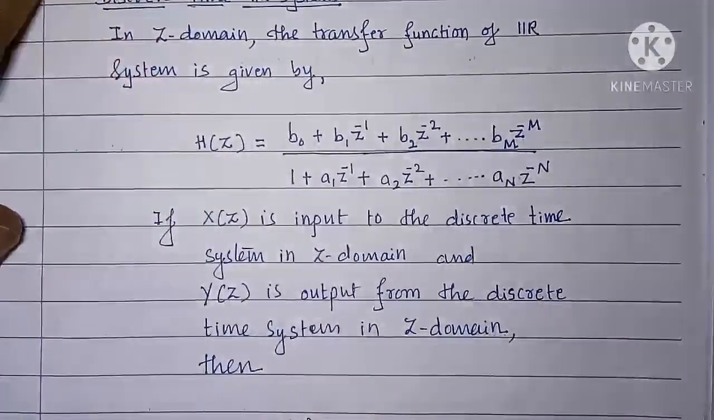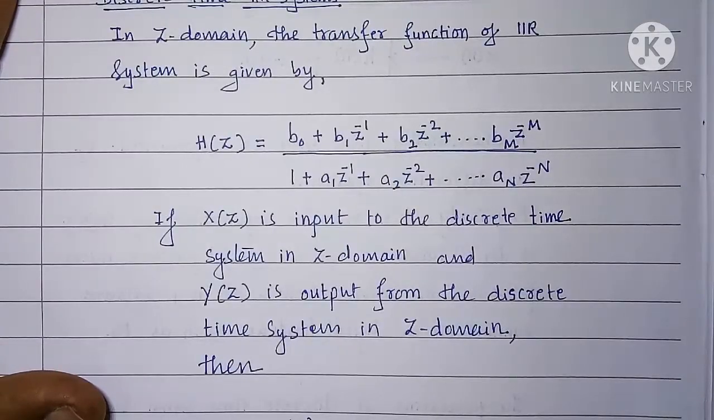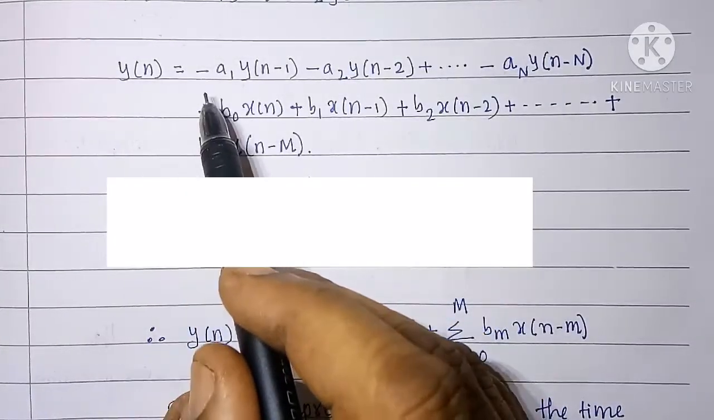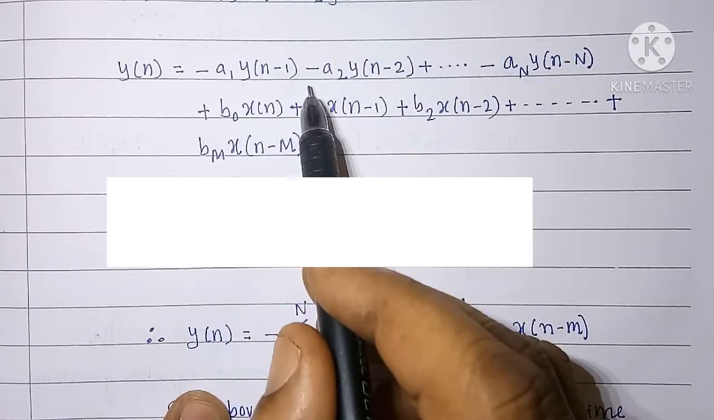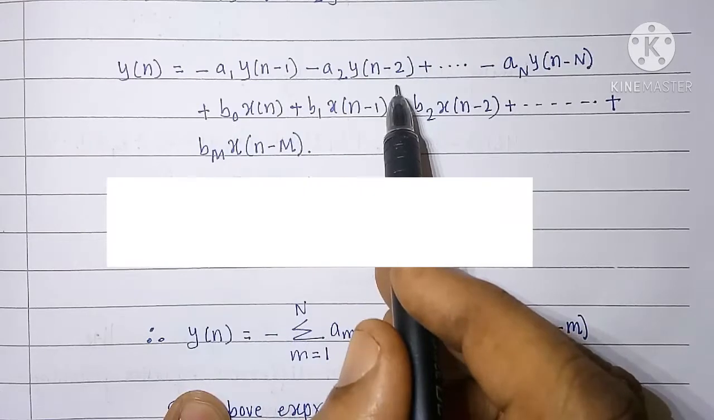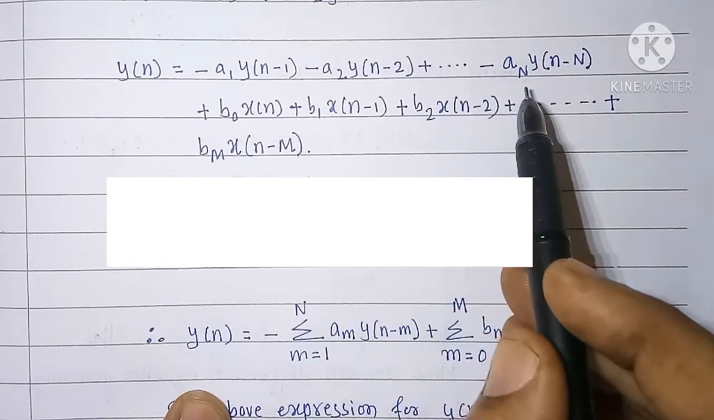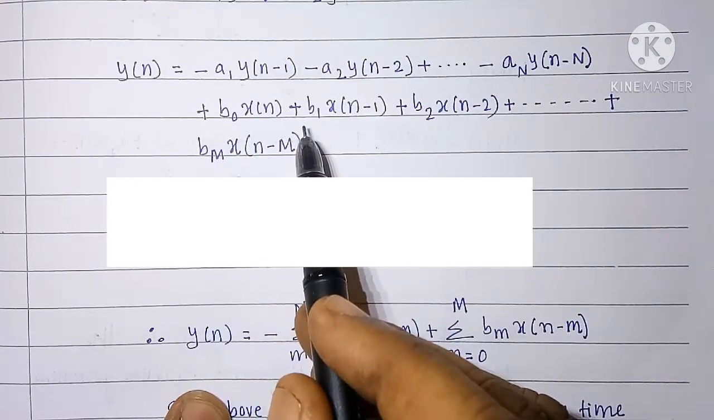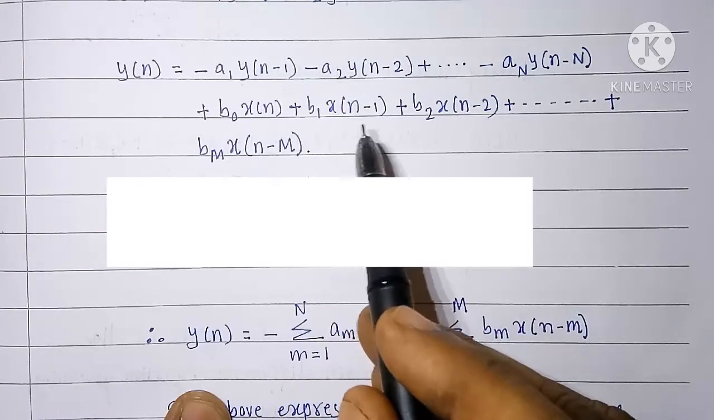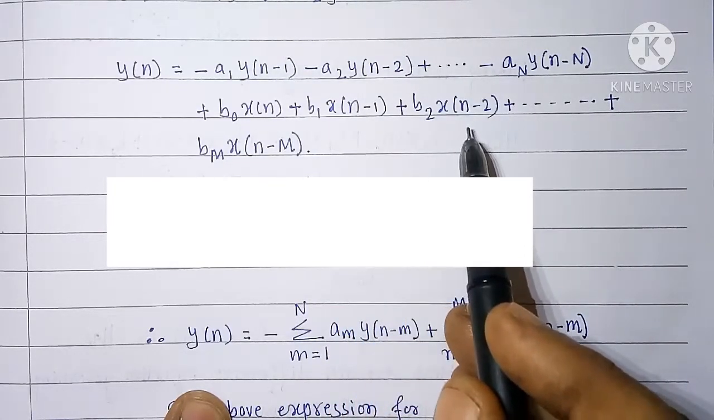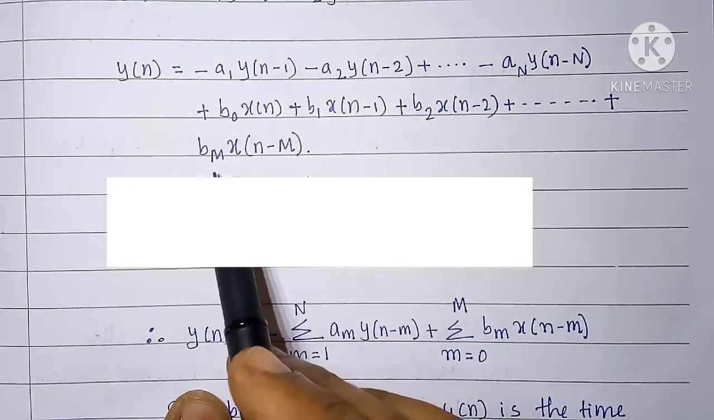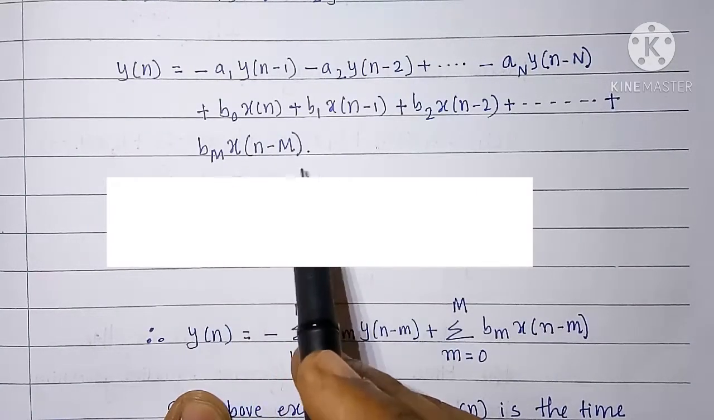Also we studied the difference equation of IIR system as y of n equal to minus a1 y of n minus 1 minus a2 y of n minus 2 plus minus an y of n minus capital N plus b0 x of n plus b1 x of n minus 1 plus b2 x of n minus 2 plus and so on up to bm x of n minus m.